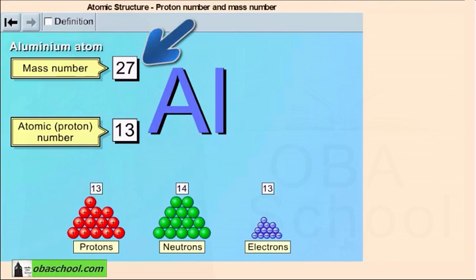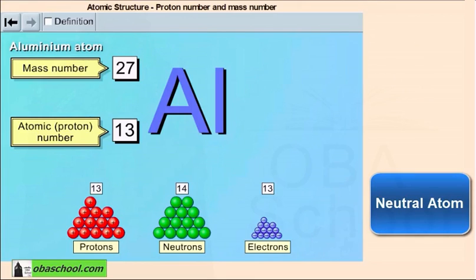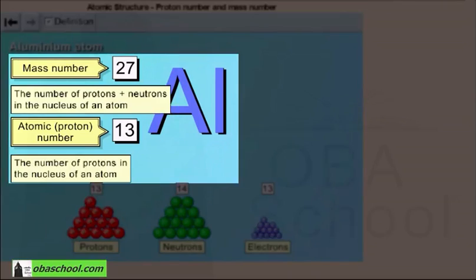So why is this number called the mass number? Well, since it's the number of protons and neutrons inside the nucleus, the mass of an atom is concentrated inside its nucleus. Usually, in a neutral atom, the number of protons is equal to the number of electrons. So, Z would be equal to the number of electrons as well. So, the mass number is equal to the number of protons and neutrons in the nucleus of an atom, and the atomic number or proton number is equal to the number of protons in the nucleus of an atom.